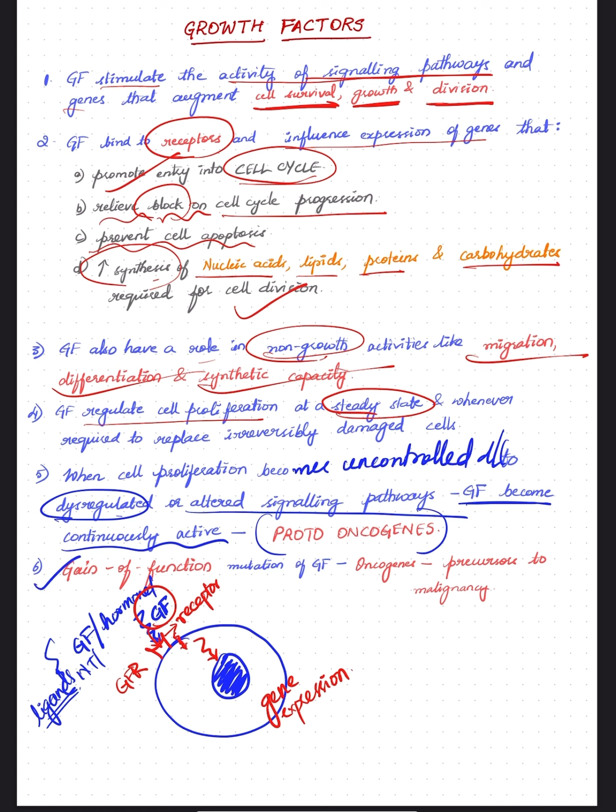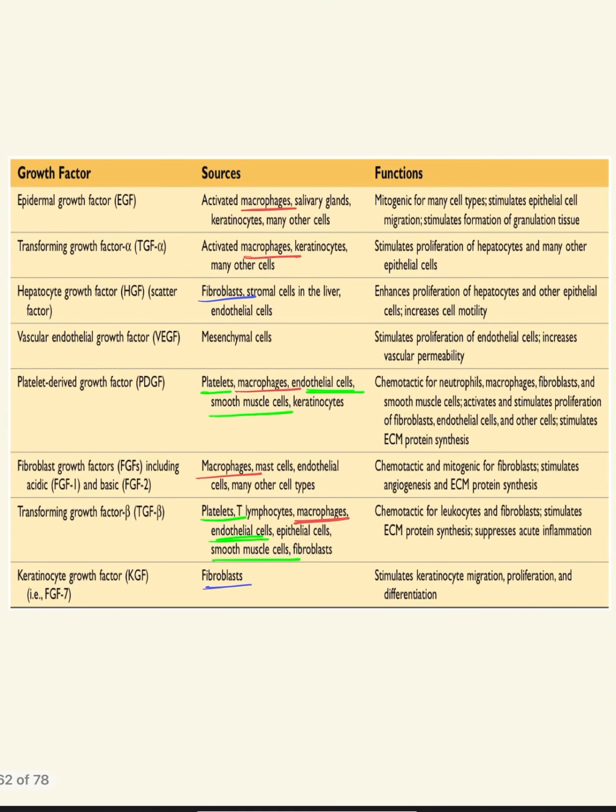A gain of function mutation means hyperactivity of this growth factor. It leads to malignancy, so it acts as a precursor to malignancy. Hence they act as oncogenes. So this is a table taken from Robbins. It explains 8 factors.